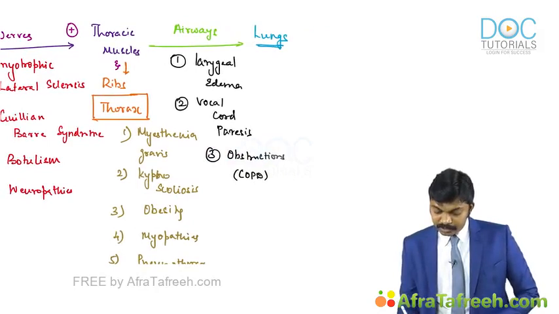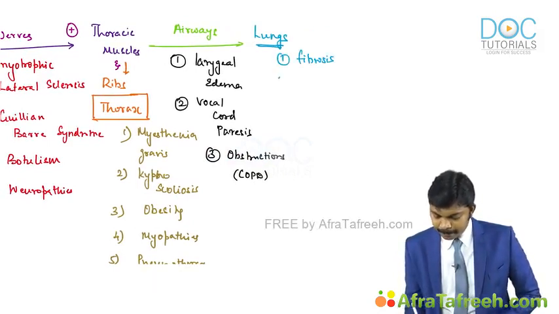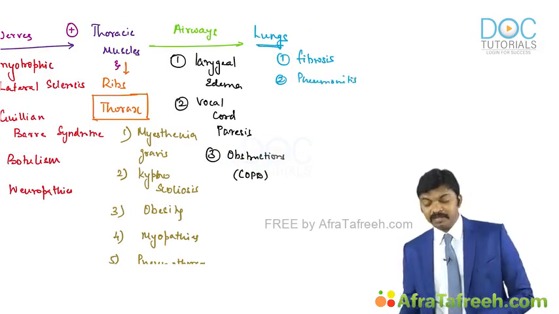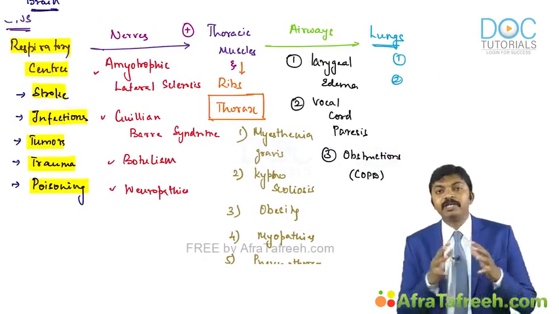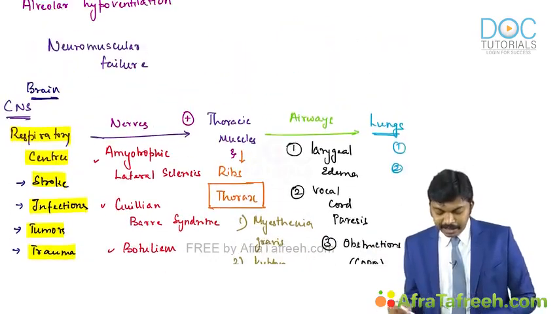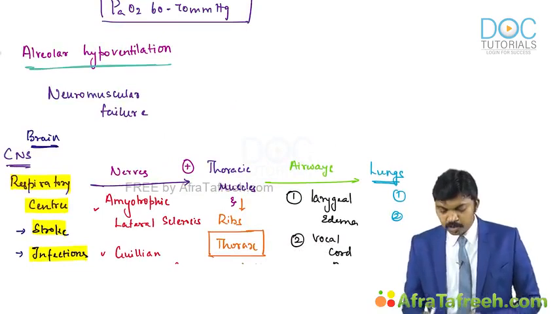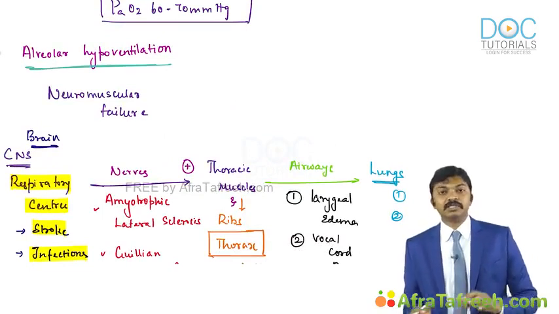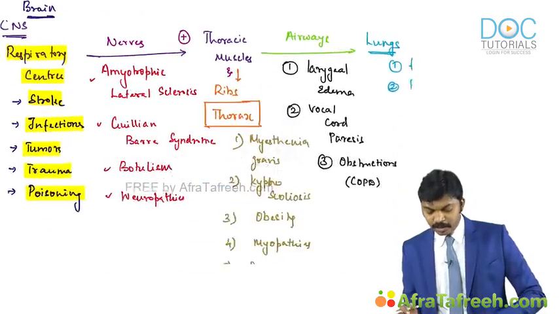Now coming to lungs, conditions like fibrosis, pneumonitis, these are all conditions that restrict lung movement. So together all these conditions are going to prevent expansion of thorax. This is a neuromuscular failure culminating in a condition called alveolar hypoventilation. So together all these conditions cause hypoxemia, doctors. So let us summarize everything so that you will have a complete revision of all.